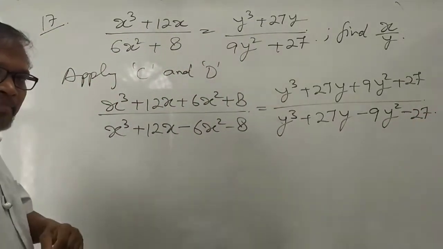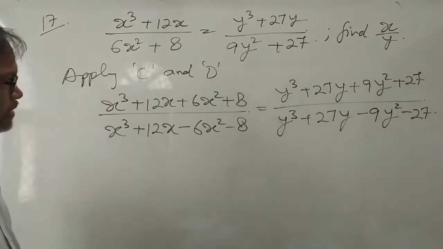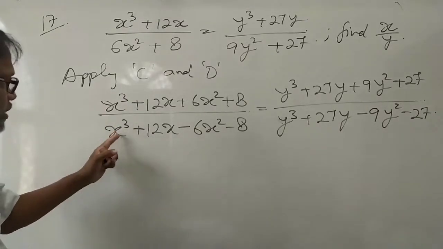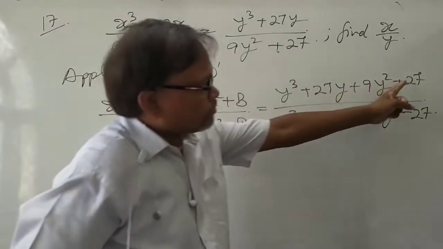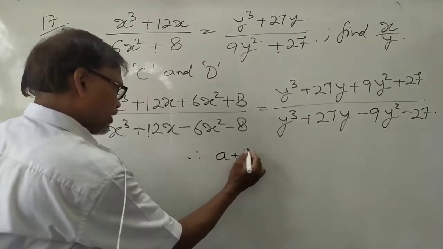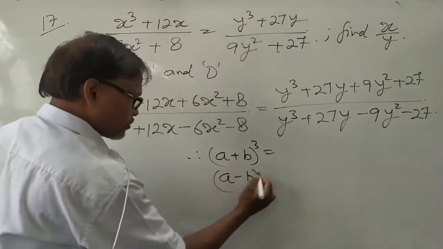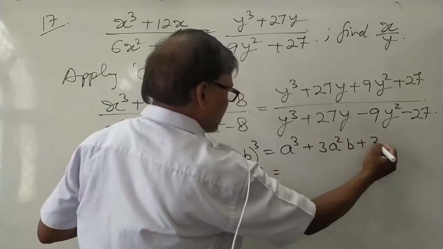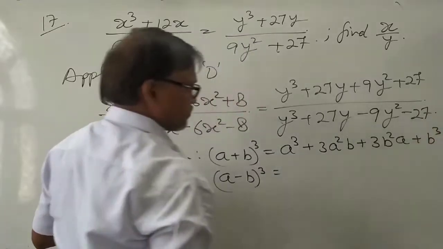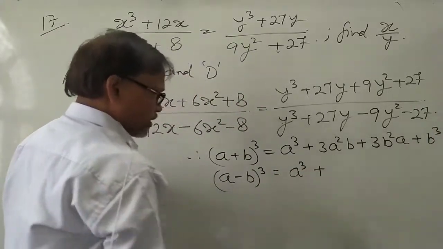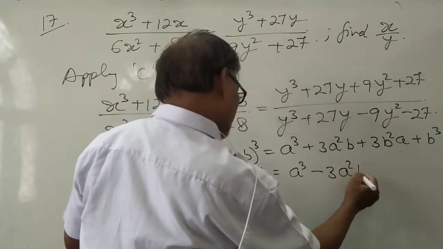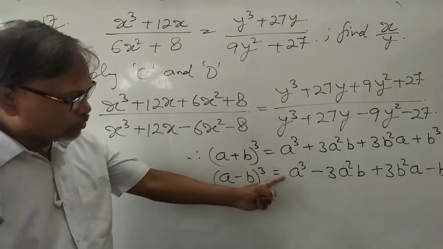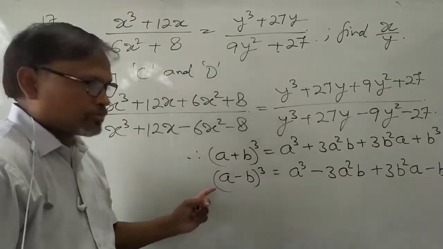If you look carefully, is there any formula that you can guess, because it is cube, it is cube, it is cube. This is also the cube of 2, this is also the cube of 3. So can you guess the formula of a plus b whole cube or a minus b whole cube? Do you know? Yes, a cube plus 3a square b plus 3b square a plus b cube, and in this, a cube minus 3a square b plus 3b square a minus b cube. These two are the formulae of a plus b whole cube and a minus b whole cube.